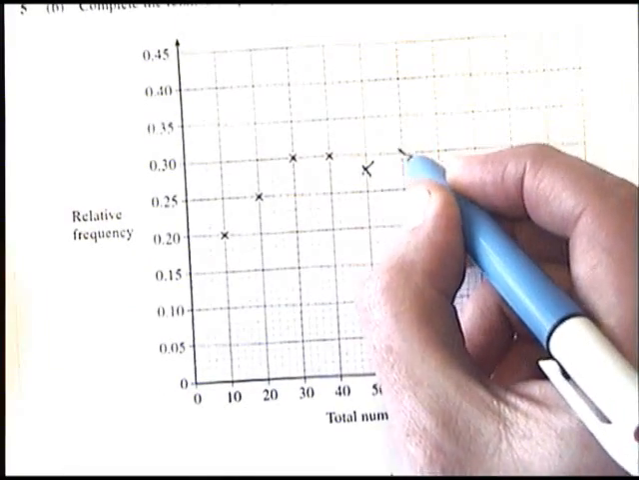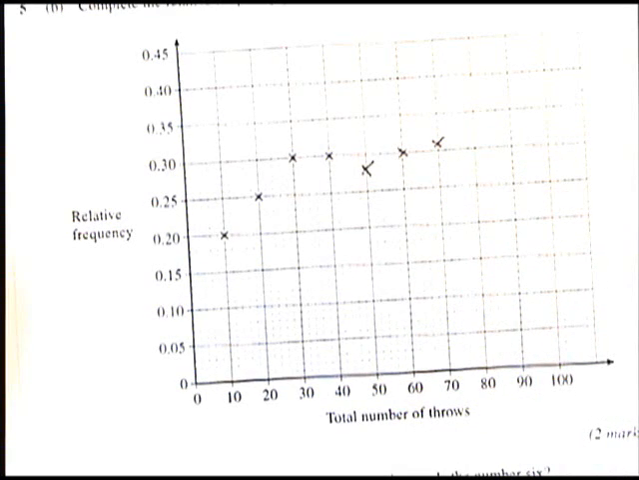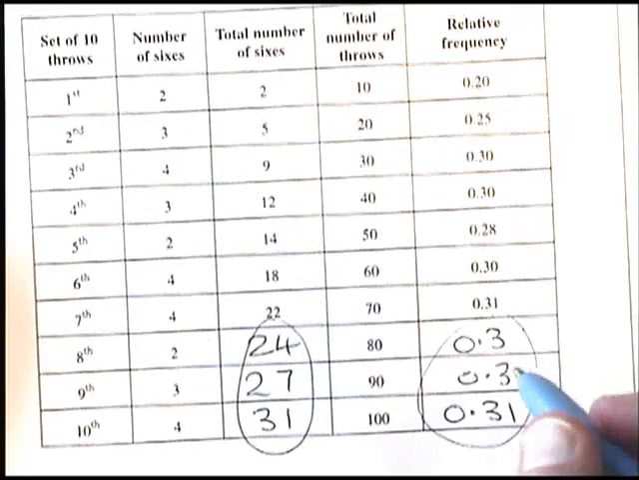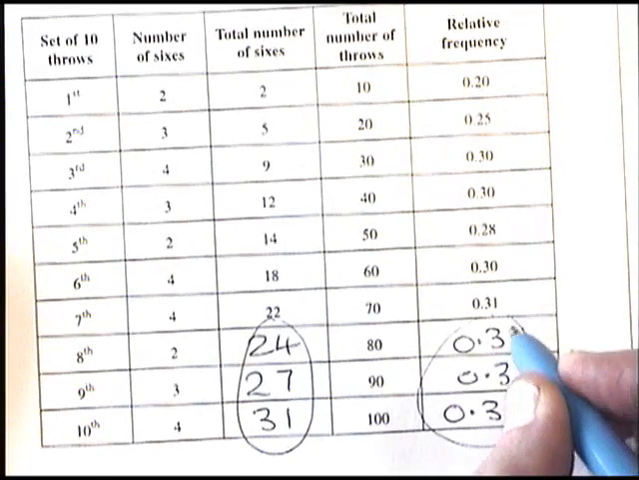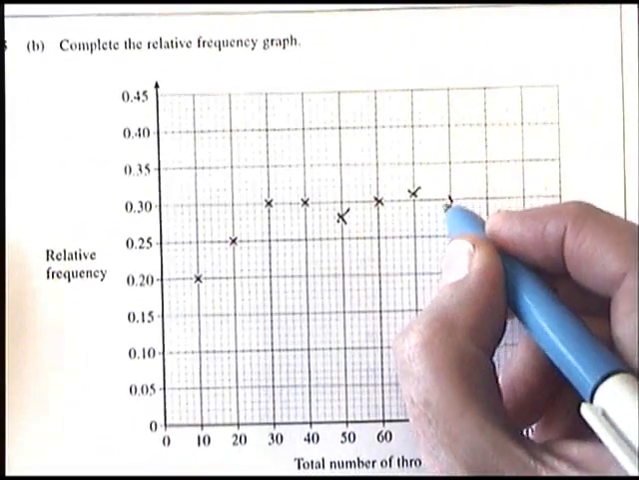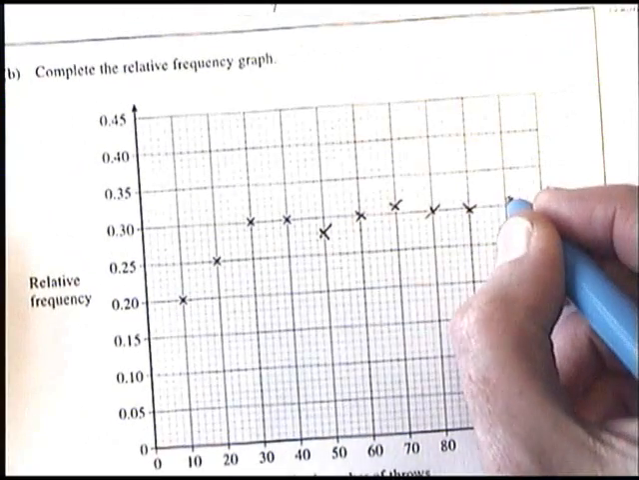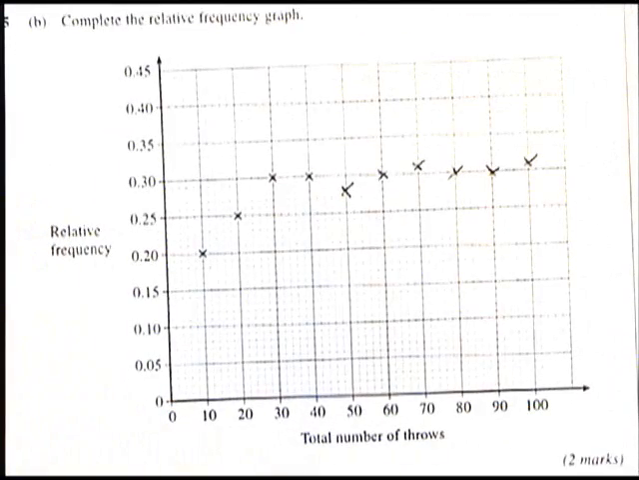60, 0.3, 70, 0.31. And go back, we need to do 80, 90 and 100. 80 and 90 are both 0.3, that's the same as 0.30. So 2 more at 0.30, there and there. And the final one, the 100 one, is at 0.31. 100, 0.31, that's the final cross. So for part B, where there are 2 marks, we've got to get all of those in the right place.